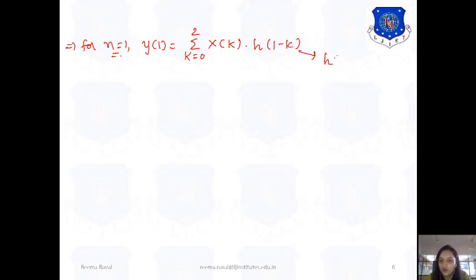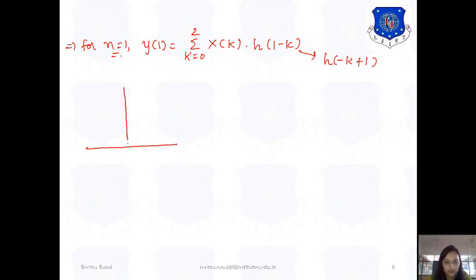So now for n equals 1, according to the formula, we will get y of 1 equals the summation of k equals 0 to 2 of x of k into h of n minus k, that is h of 1 minus k. Now I can write this as h of minus k plus 1, right? Why? Because for the previous value, that is n equals 0, I had taken h of minus k. So from that, if I add one instant, I will get h of minus k plus 1. Okay. So now let's plot x of k and h of minus k plus 1.